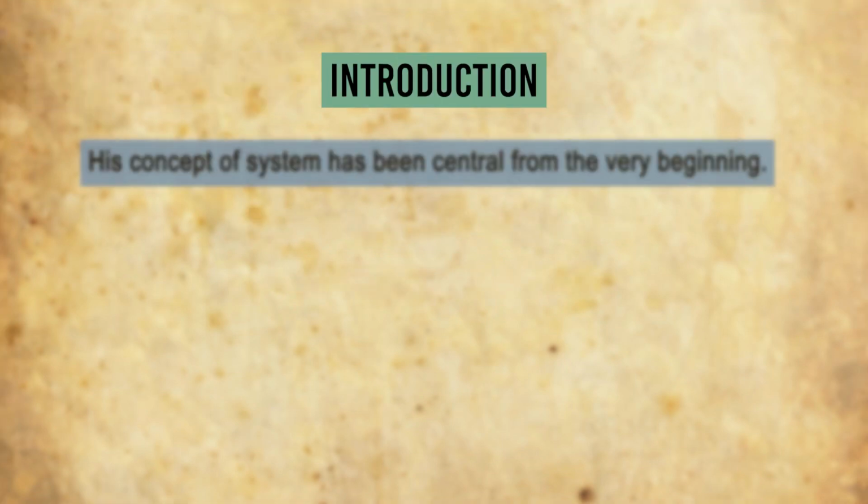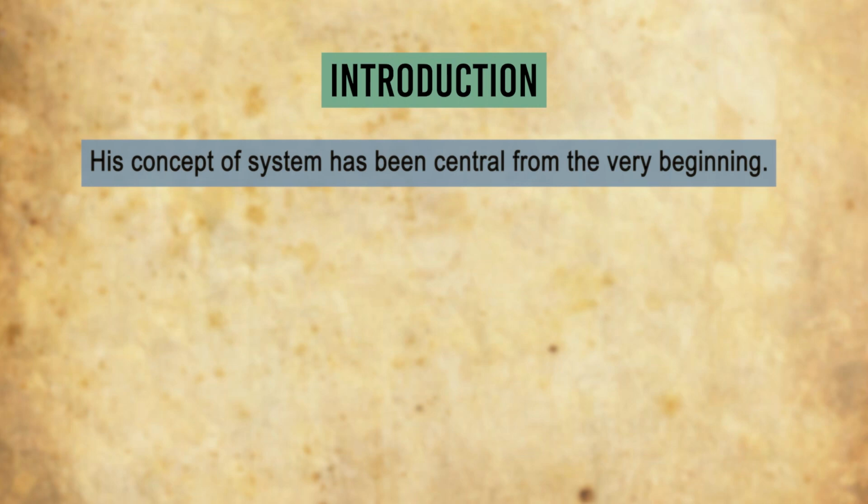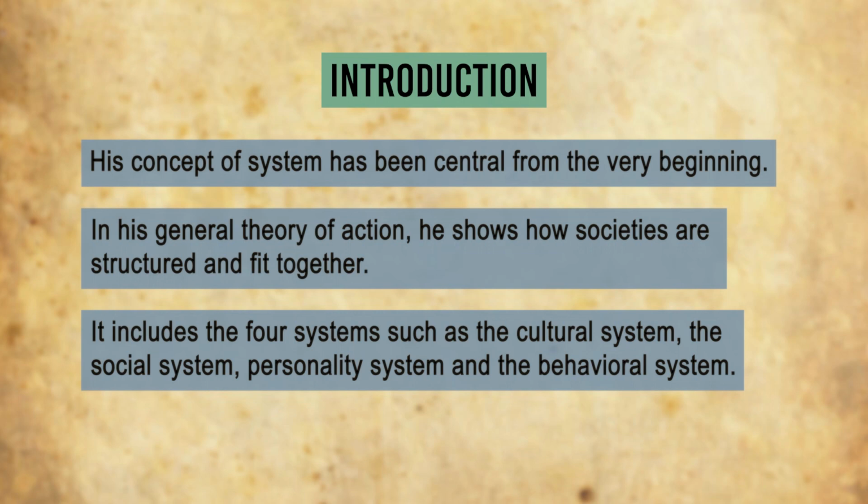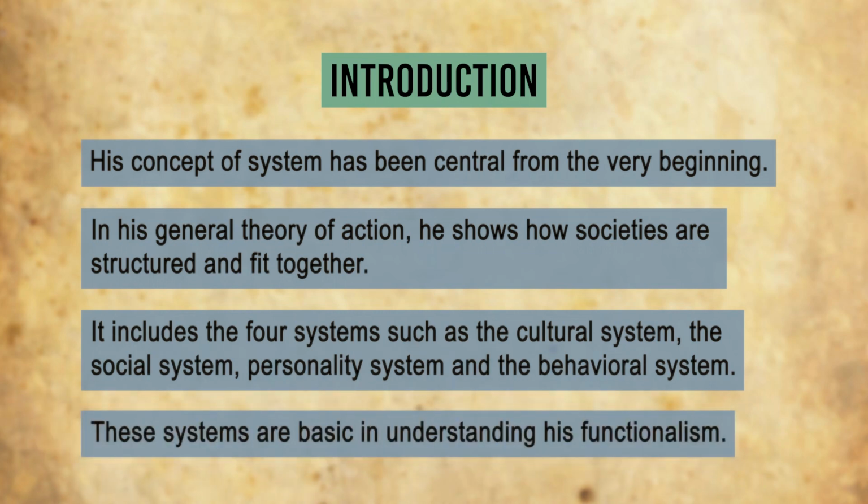Now, coming to the introduction. His concept of system has been central from the very beginning. In his general theory of action, he shows how societies are structured and fit together. It includes the four systems such as the cultural system, the social system, the personality system, and the behavioral system. And these systems are basic in understanding his idea of functionalism. In his general theory of action, he was trying to show how different systems befit one another. And that is how society is structured or given a shape.